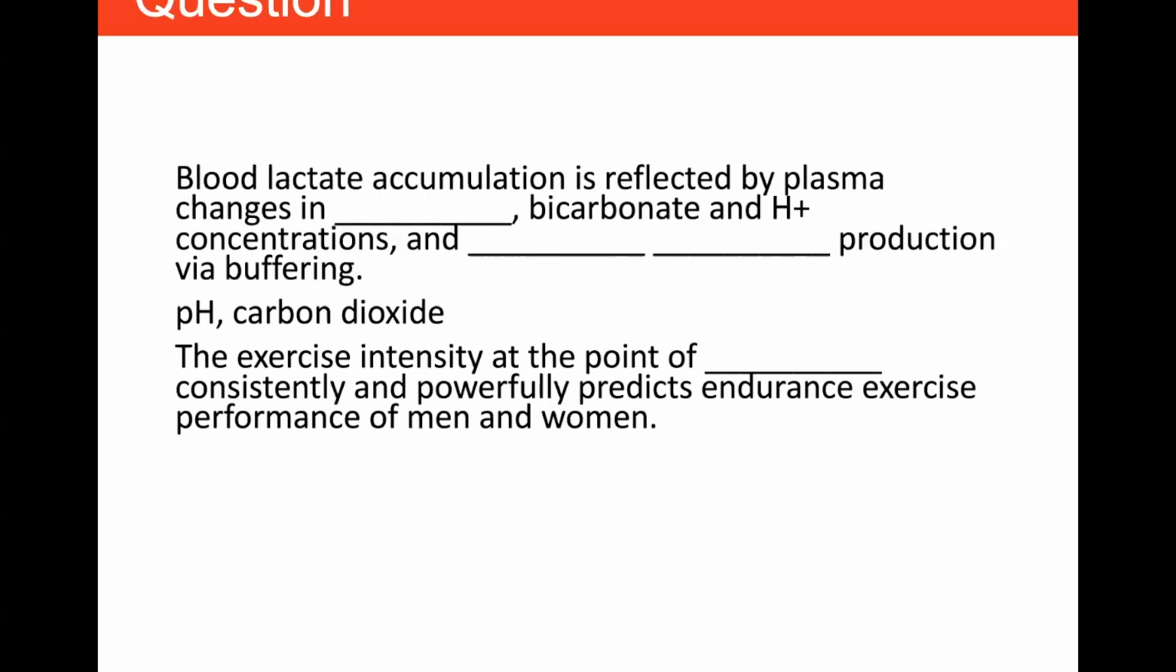All right, exercise intensity at the point of what consistently and powerfully predicts endurance exercise performance? So this is not VO2 max, this is your lactate threshold. This is your onset of blood lactate accumulation. This is your ventilatory threshold. Those terms are all describing the same point, or the exercise intensity, which is why it's such a good number to know.